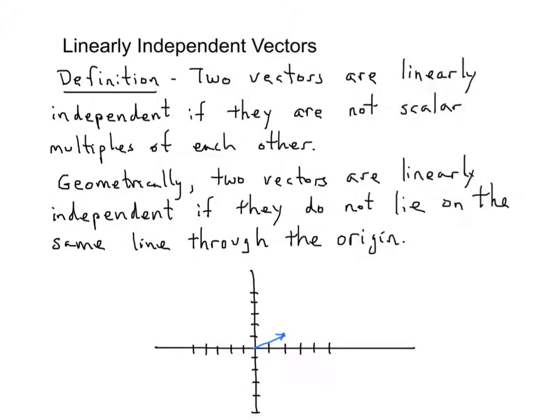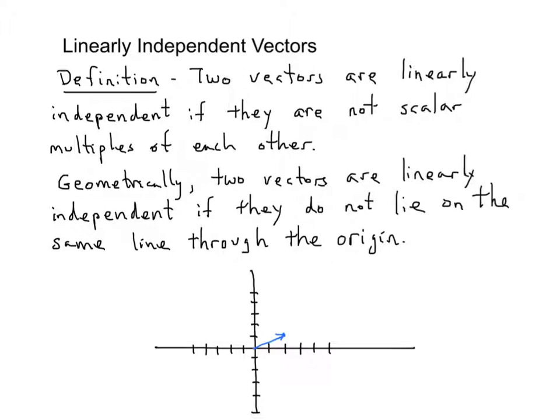This is a brief discussion of what we mean by linearly independent vectors and what the properties of linearly independent vectors are. What I'm using as a definition is to say two vectors are linearly independent if they are not scalar multiples. They're not scalar multiples of each other.